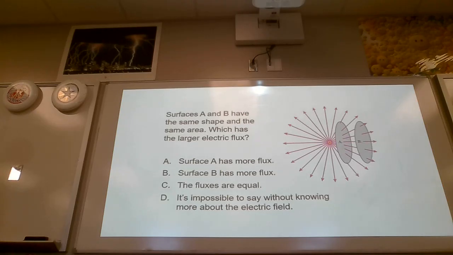No, looking at it in three dimensions, every line intersecting B is intersecting with the same angle as A. Right? It's not zero. Okay, correct answer is A.